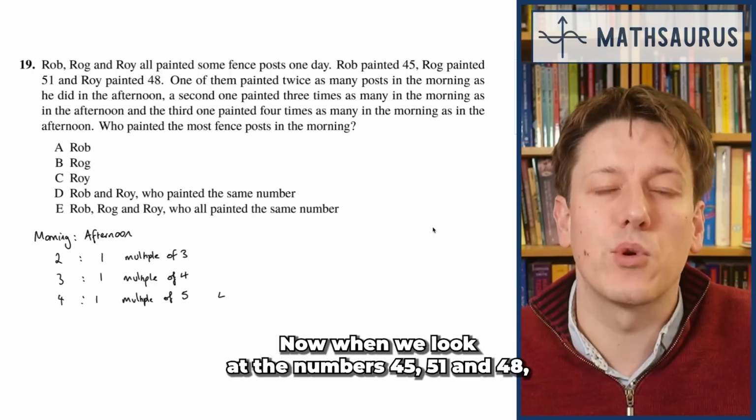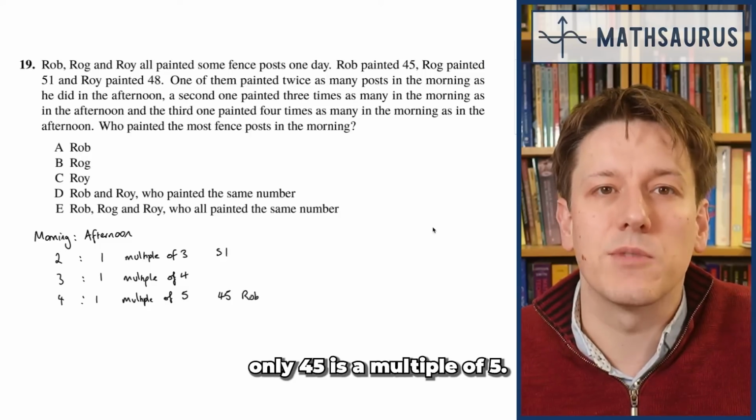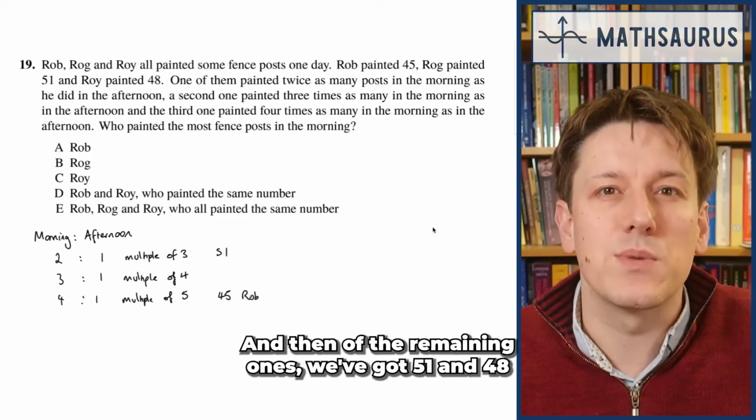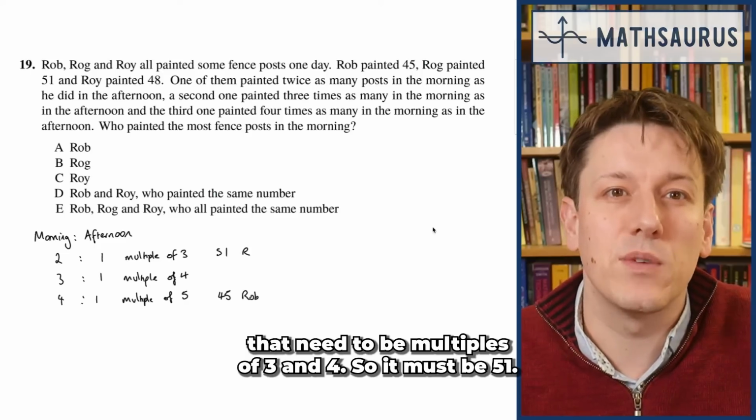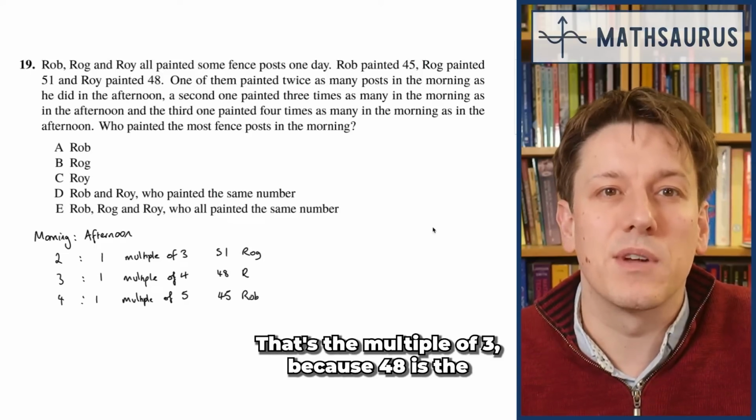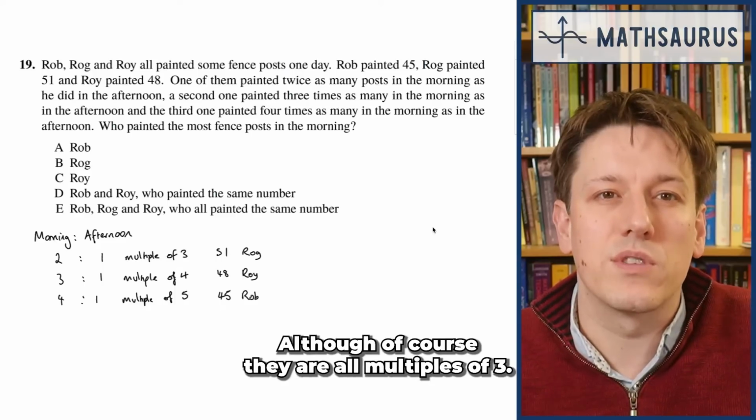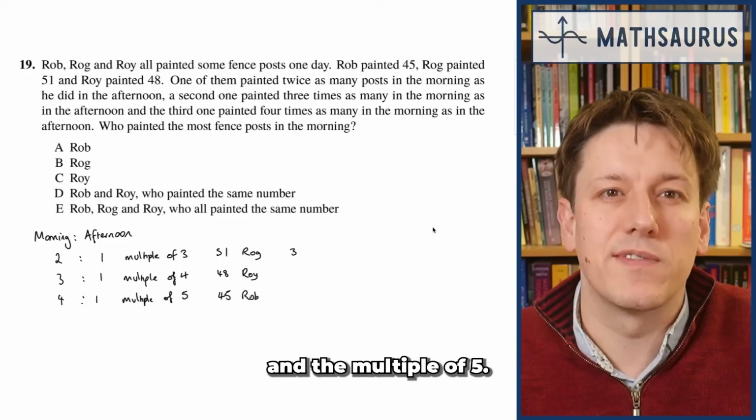Now when we look at the numbers 45, 51 and 48, only 45 is a multiple of 5, so that must be Rob, and then of the remaining ones we've got 51 and 48 that need to be a multiple of 3 and 4, so it must be 51 that's the multiple of 3, because 48 is the only multiple of 4 there, although of course they are all multiples of 3, we narrow it down based on the multiple of 4 and the multiple of 5.